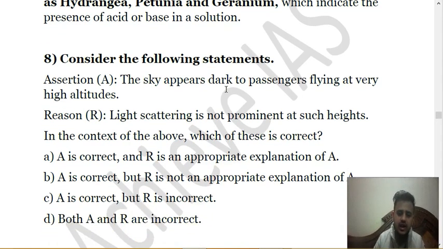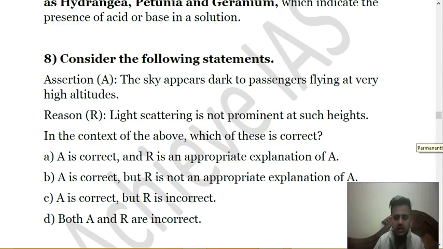The eighth question is: the sky appears dark to passengers flying at high altitudes. Reason is light scattering is not prominent at such height. So we have to choose the correct answer. So let me tell you, friends, that yes, the passengers sitting in planes that fly very high in the sky will see the sky as dark, because at such height scattering does not take place. So A is correct and R is an appropriate explanation of A.